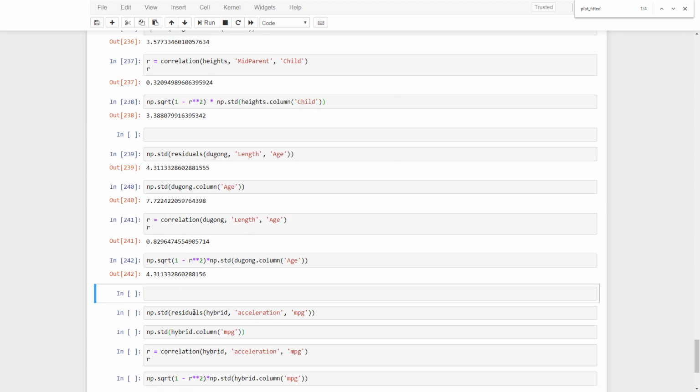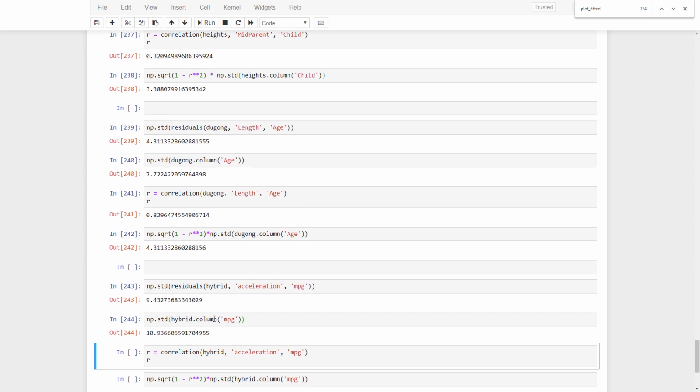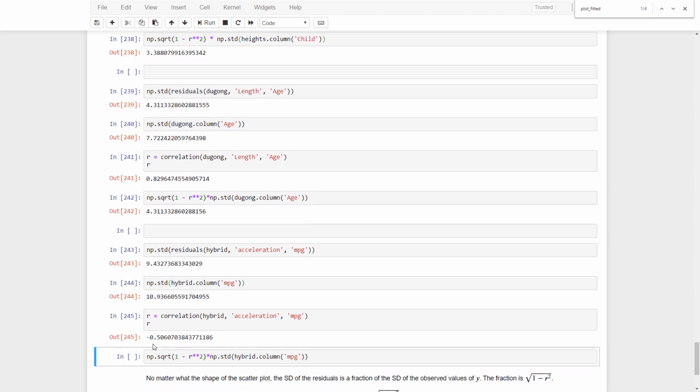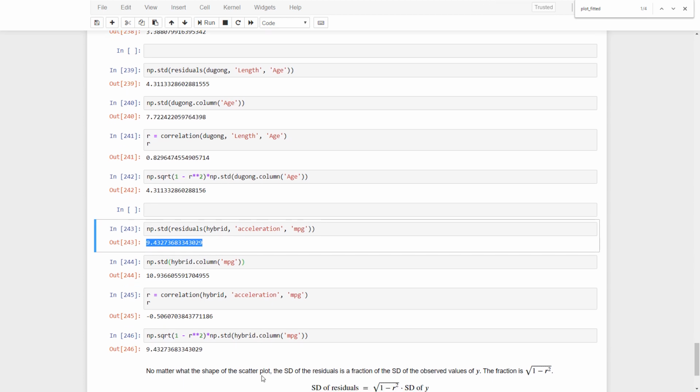Here's the third data set, which is the hybrid data set. Here is the standard deviation of the residuals. Here is the standard deviation of the y variable. Here is the correlation. Notice that the correlation here is negative, and here is the right-hand side of the equation, which is, as you see here, exactly the same as the standard deviation of the residuals. So no matter what the shape of the scatter plot, the standard deviation of the residuals is a fraction of the standard deviation of the observed values of y, and the fraction is the square root of 1 minus r squared.